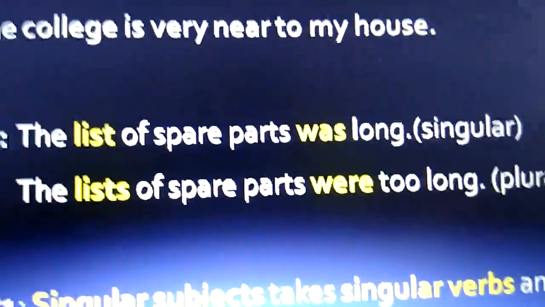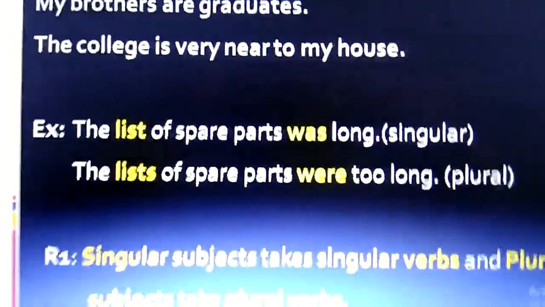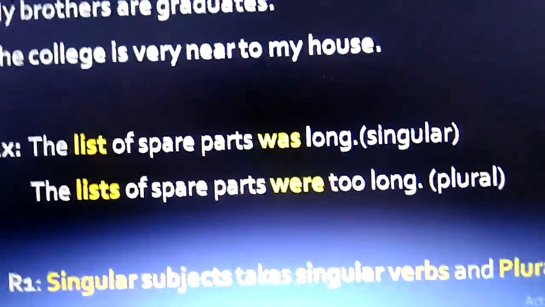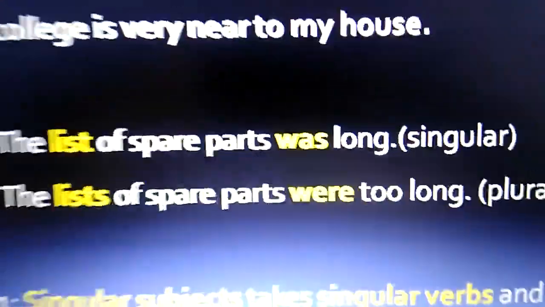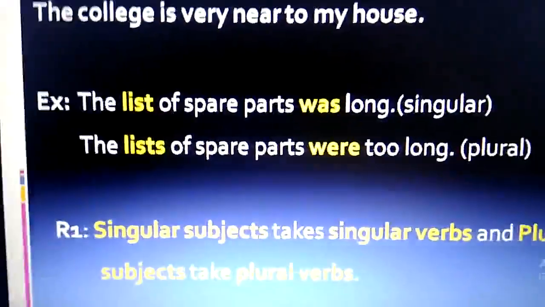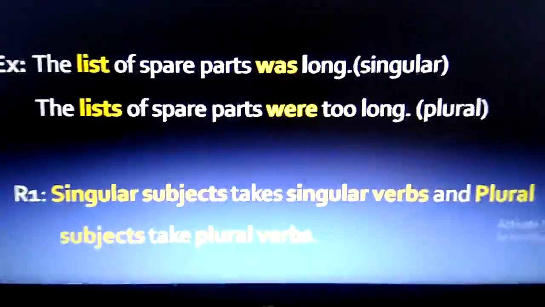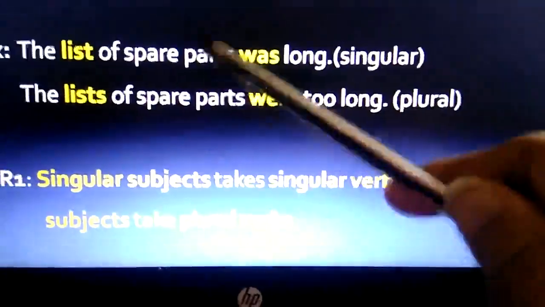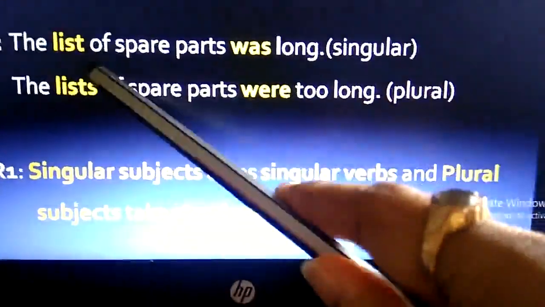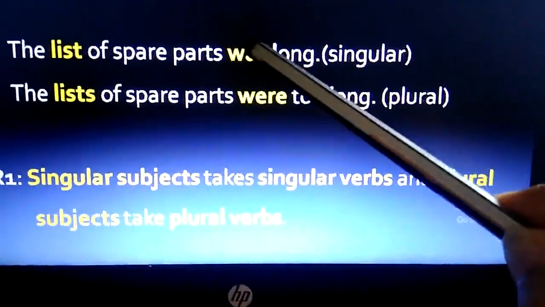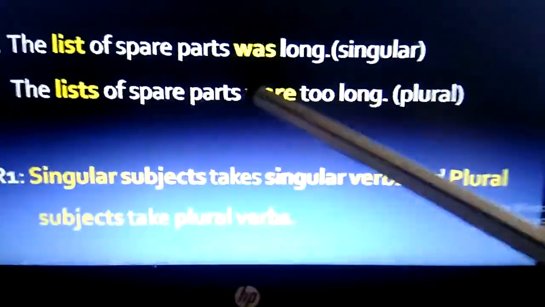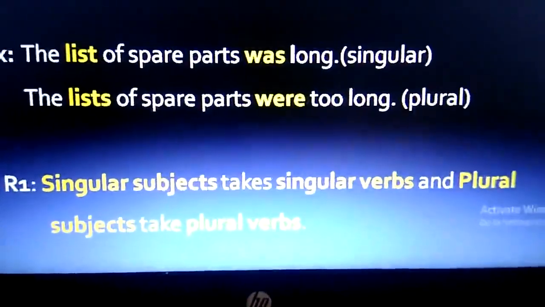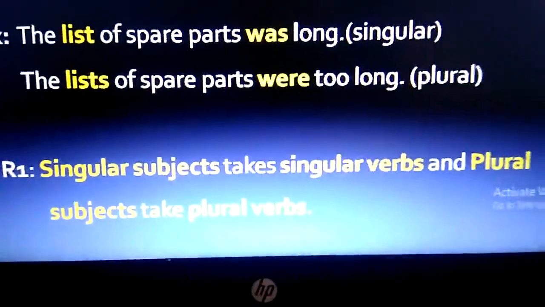In that way, to construct such sentences without any grammatical mistakes, we have to remember a few rules while framing the sentence with regards to subject verb agreement. For example, the first rule, as I said, the basic principle: singular subject takes singular verb, plural subject takes plural verb. This is the first rule that we have to remember.